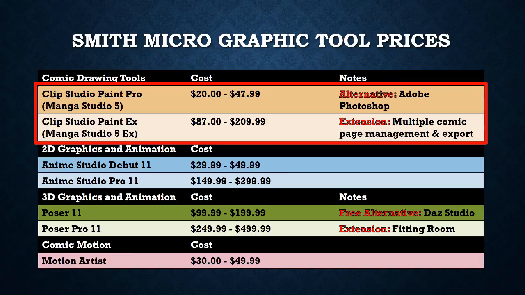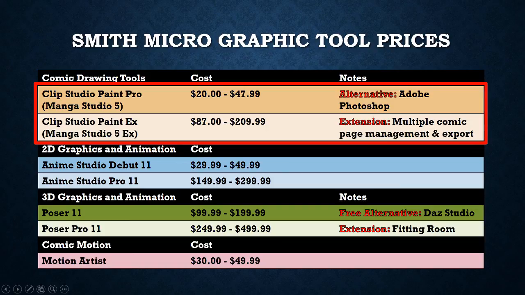Clip Studio Paint Pro right now is going for $20. Now, if you get nothing else from this page, notice that there's a huge price variance. So shop for a deal. I just picked up the EX extension to Clip Studio Paint for $87. Now notice the alternative to this product is Adobe Photoshop, and if you have that, you don't need this product at all. You should be going and looking at Photoshop classes. You've got the Premiere product already. Now notice that the EX extension provides little more than multiple comic page management and export.